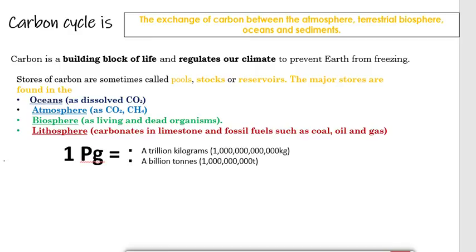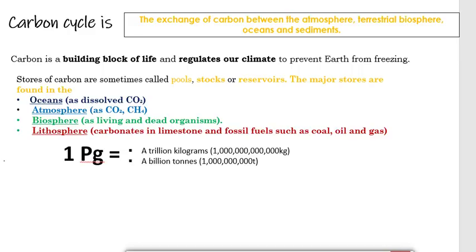Right then, if you were in lesson, you don't need to write this, you've already written it in class. If you weren't here, then you do. So what is the carbon cycle? Well, it's the exchange of carbon between the atmosphere, the terrestrial biosphere, which just means living things on land, oceans, and sediments and rocks. So we get fluxes between those four major stores.